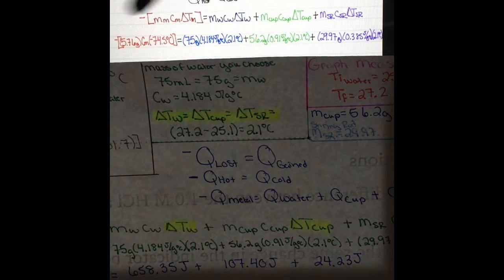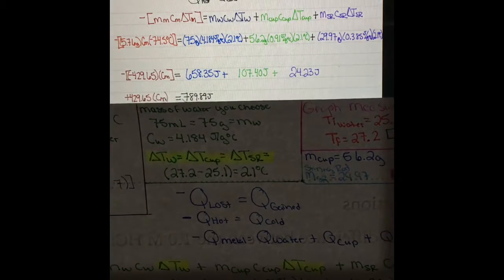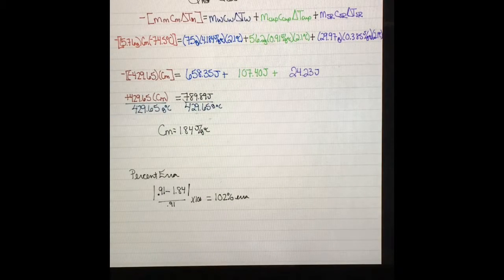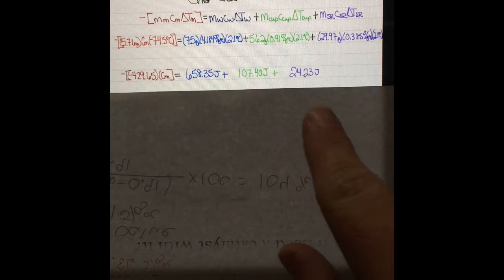Again, these will all be given to you with the exception of the specific heat, which is 4.184, which you were expected to know. Here's the specific heat of the aluminum cup, and here it is of the stirring rod. Then I will simply do my math on those, sum them. Notice here I keep the negative on the inside of the parentheses, then I have the negative on the outside of the parentheses.